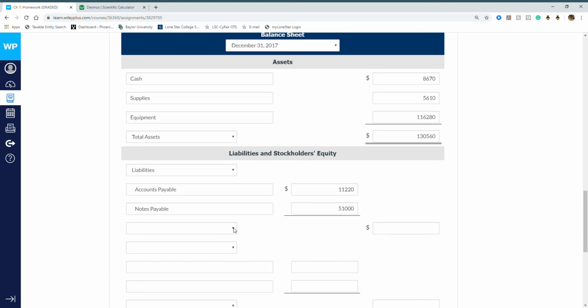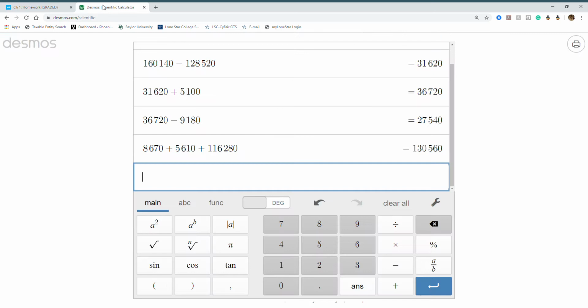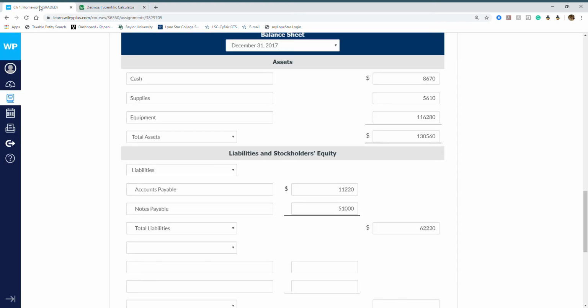Now, this would make up our total liabilities, and a little bit easier on the math. Basically 62 to 20. Okay. And if you always want to double check, we can always double check. Put it right in the calculator. 62,220. Alright. That's only the first part.